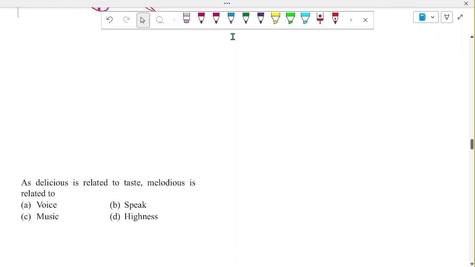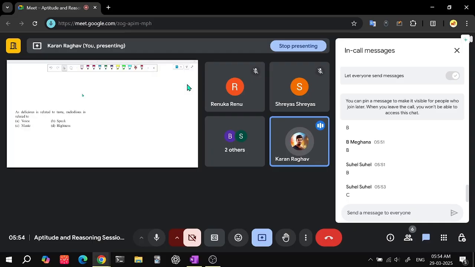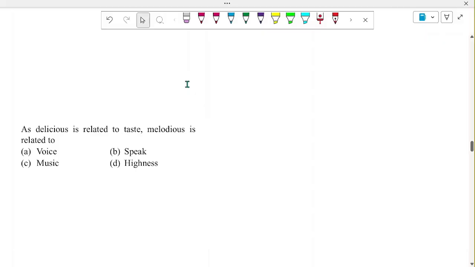Okay, this is a simple one. This is a bit simple. You can see delicious is related to taste. Melodious is related to what? What is the answer of this question? I got C. This C is for this question or previous question? Okay, I got C as answer. Let's see.